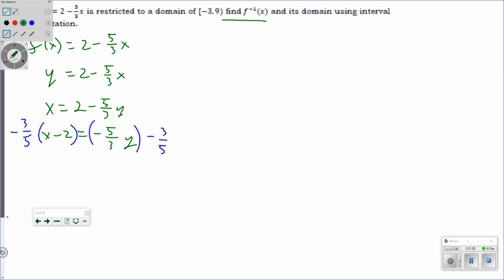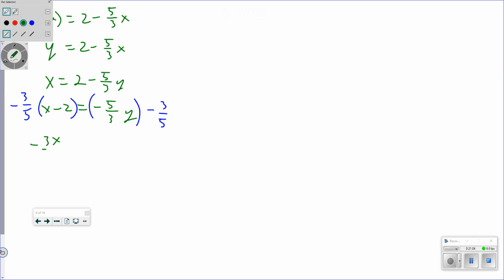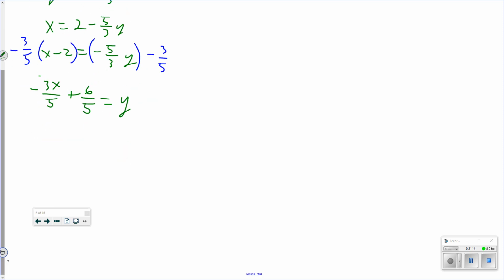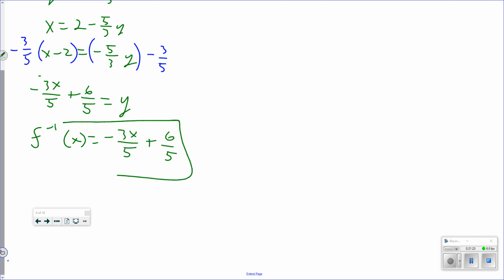Because when you do, you have -3x over 5 plus 6 over 5. I'm distributing it. You don't have to. I normally don't, but why not? That's what you get. And then just write the inverse of x to make it official, I guess. I don't know what word to use. Doesn't matter. Just write inverse, because that's the proper way to say it. There is your inverse function.